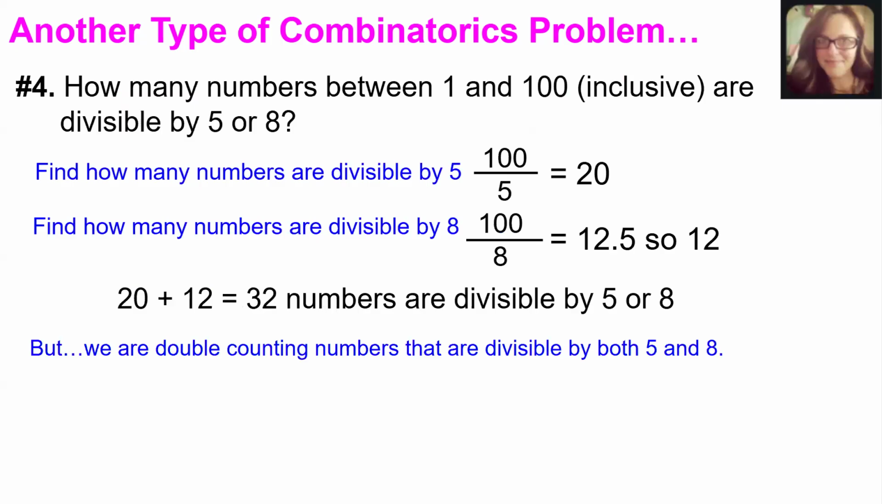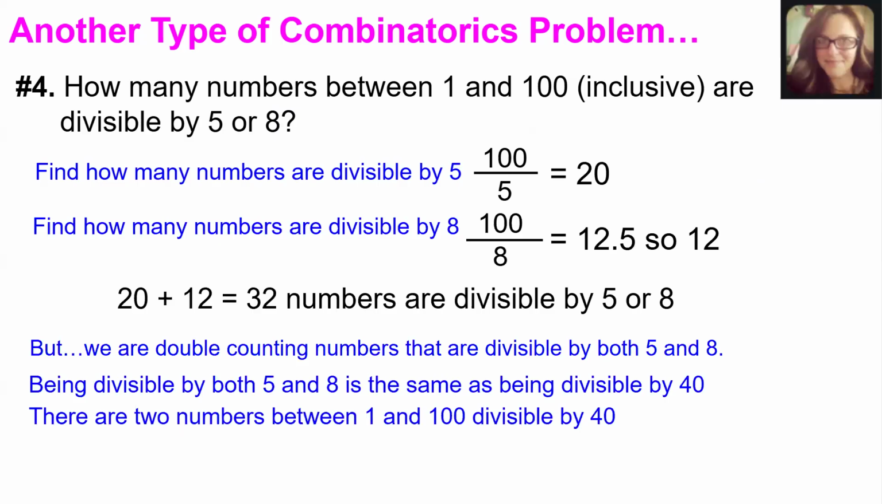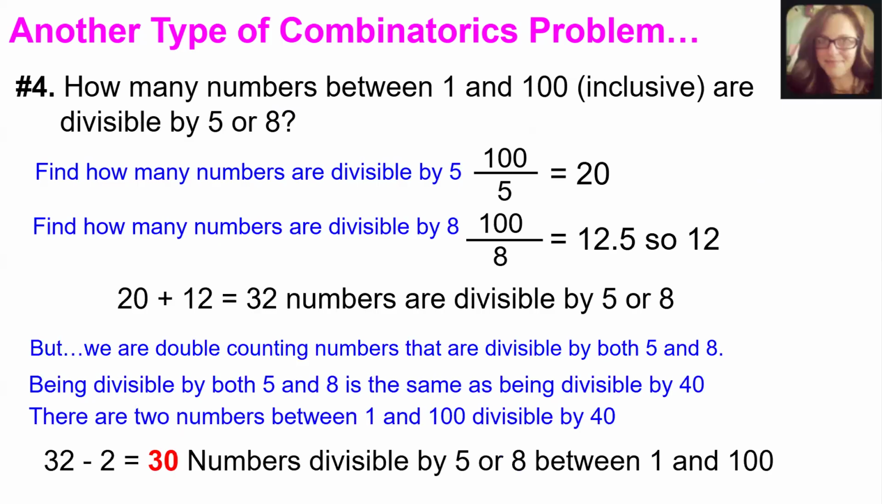However, we have double counted the numbers that are divisible by both 5 and 8. We counted those numbers divisible by 5 and then counted them again divisible by 8. So we need to find how many numbers are divisible by both 5 and 8, which is the same thing as being divisible by 40. So 100 divided by 40, we see there are two numbers divisible by 40 between 1 and 100. So 32 minus 2 is 30. 30 numbers between 1 and 100 are divisible by 5 or 8.